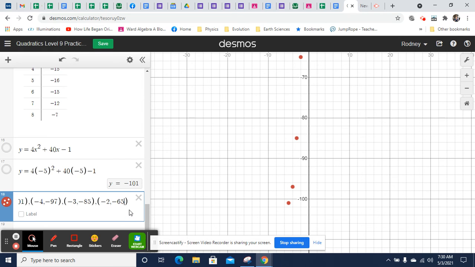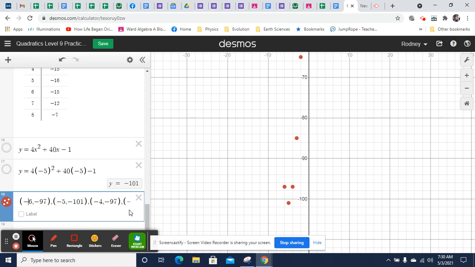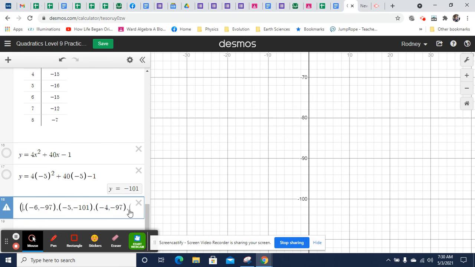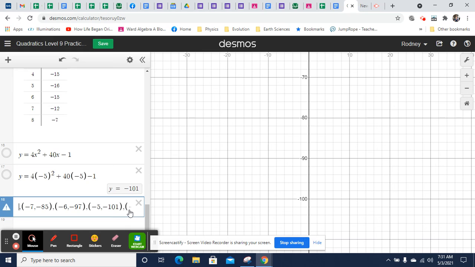We've got that side. Now let's go to the other side of this. That'll be a negative 6, and it's going to mirror the negative 97. And then we'll have another one here, and that's going to be at negative 7, and that's going to mirror the negative 85 we had. And then the last one will be going up by 20. So that'll be at negative 8, comma, negative 65.